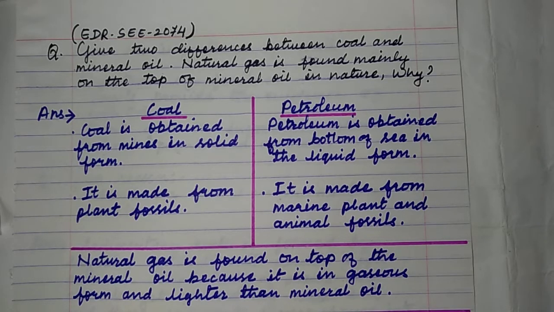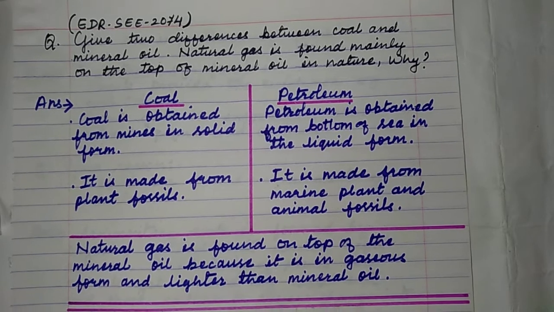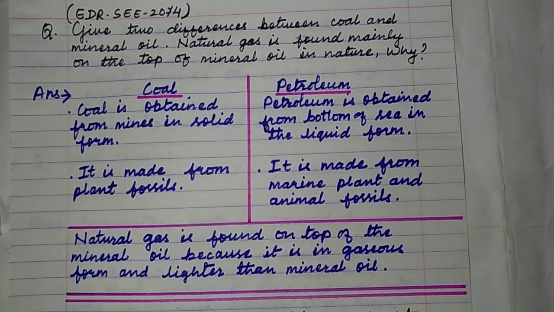Now natural gas is found mainly on top of the mineral oil, because natural gas is in the gaseous form. It is a gas produced by natural mineral oil. It is formed from mineral oil. It is because it is in the gaseous form and lighter than mineral oil.